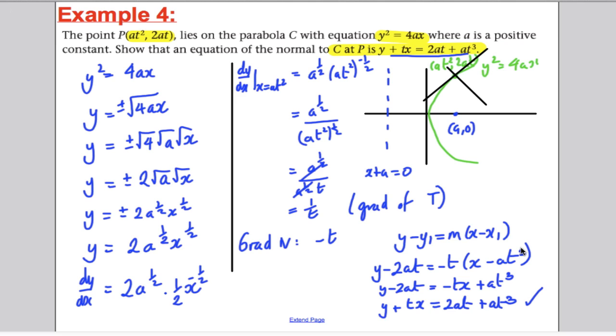So again, it's a fair bit of algebra in this case. Draw the picture. Remember that the gradient of the normal is the negative reciprocal of the gradient of the tangent. Get the gradient of the tangent by differentiating and putting the value of x into the gradient function. Okay, last example.